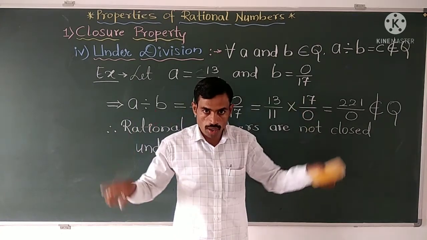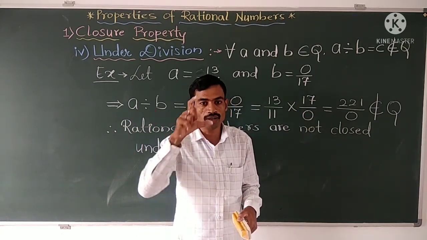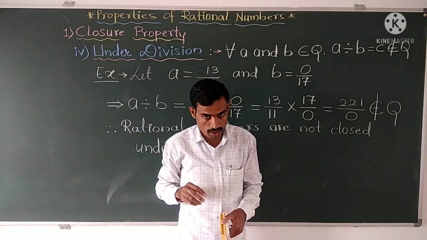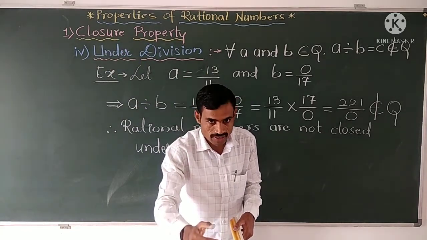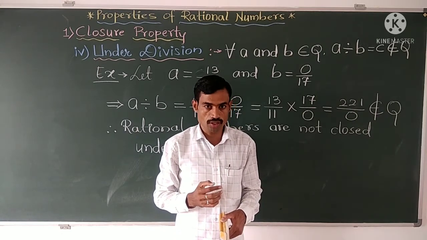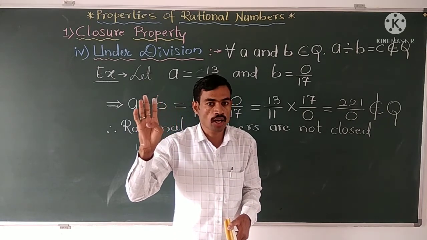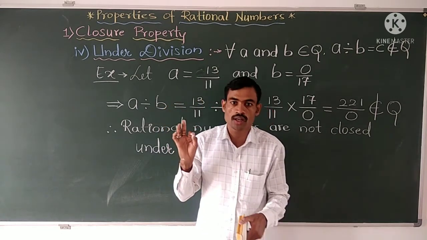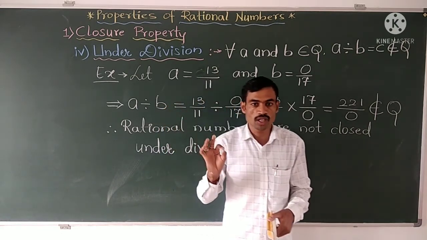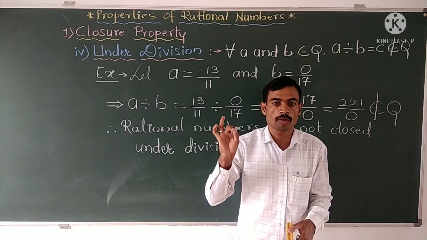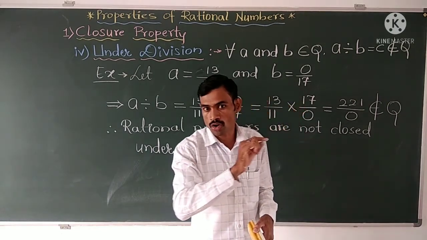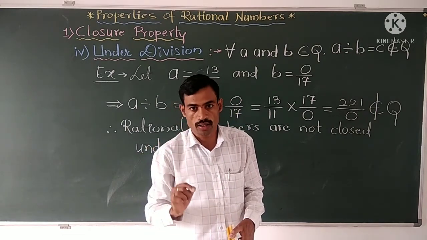In all, we have to give one conclusion for the closure property of rational numbers, covering all four operations: rational numbers are closed under addition, rational numbers are closed under subtraction, rational numbers are closed under multiplication, and rational numbers are not closed under division.